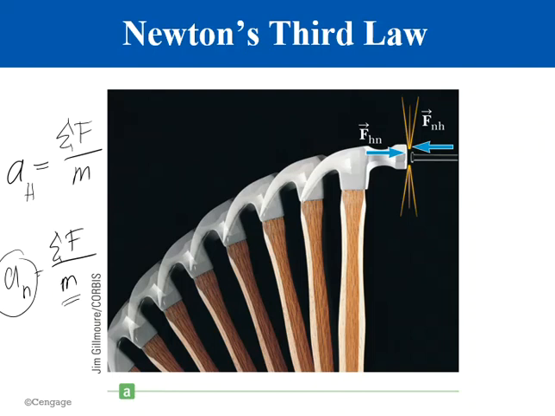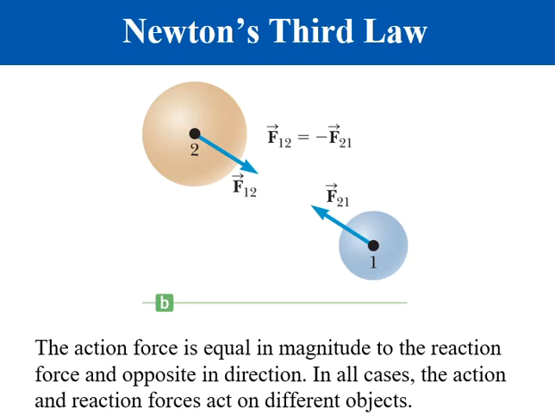Again, this is pretty important. This law tells us that you cannot, and you had better not, add to find the sum of the forces exerting on one object, because the action force and reaction force are acting on different objects. So always think about that. Let's take a look at another picture. We have two objects. The action force is equal to the reaction force, only in the opposite direction.